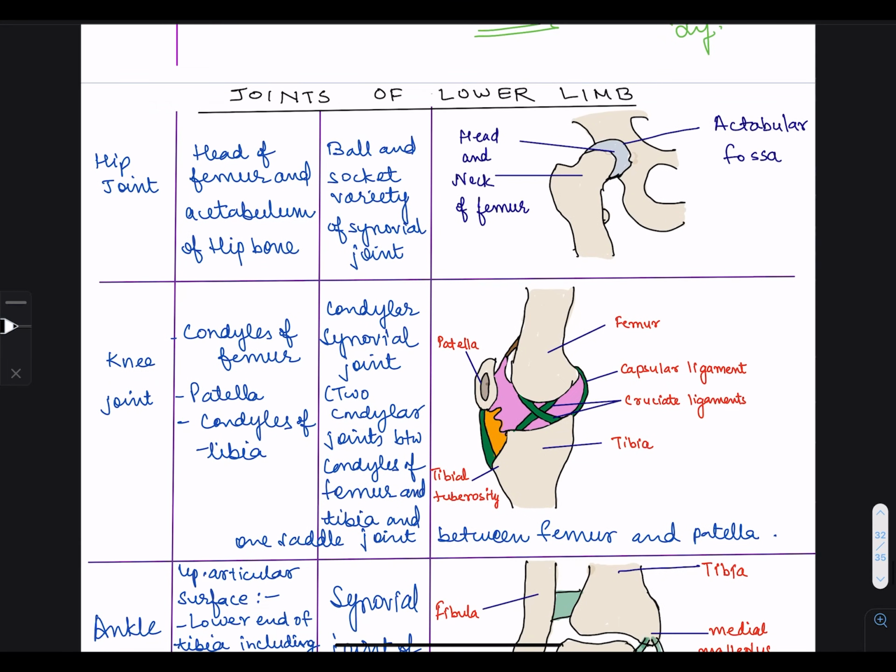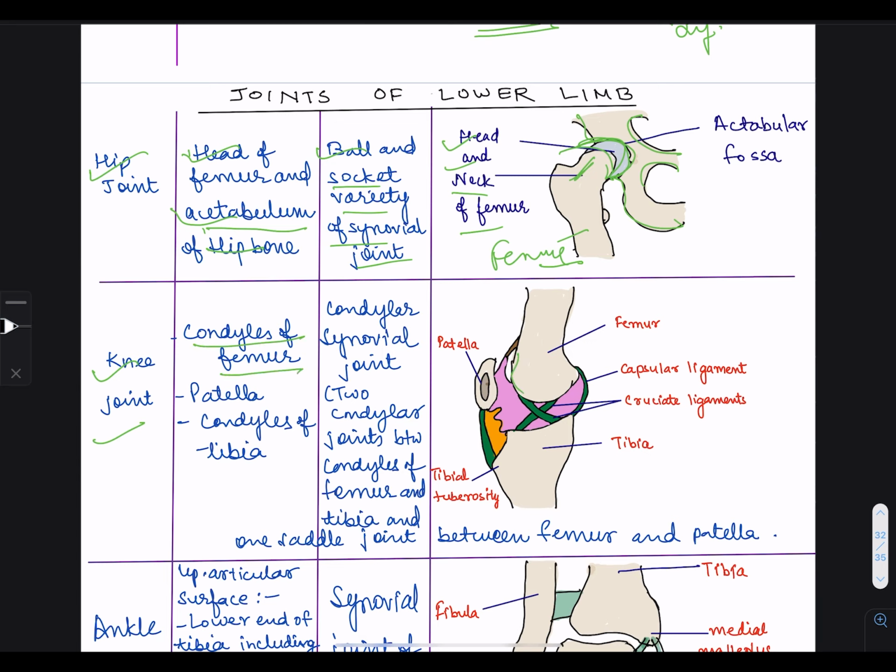Coming to the joints of the lower limb, first of all we talk about the hip joint, and the articular surfaces are the head of the femur and acetabulum of hip bone. This is the acetabulum of the hip bone, the acetabular fossa. This whole is the part of a hip bone. This is the head, and this is the neck of femur. This is femur. And these are the two bones forming the articular surfaces of the hip joint, and the variety of this joint is ball and socket variety of synovial joint.